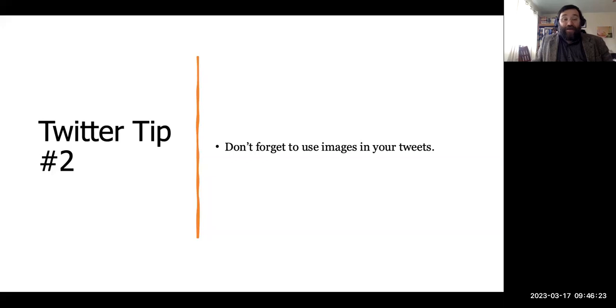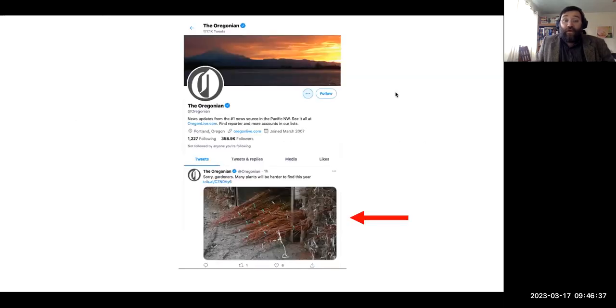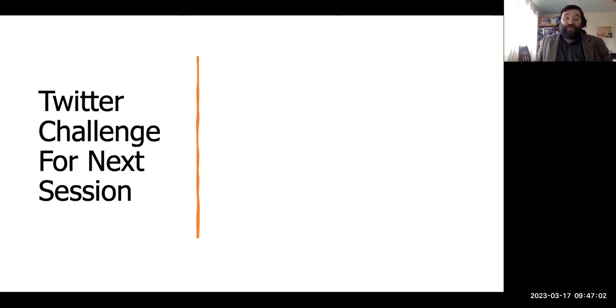Number two, Twitter tips: don't forget to use images in your tweets. They are important. For example, this is a tweet that has used an image right over here. That tweet will have more interaction with people because of the visuals. People will scroll, and it will be eye-catching to see the photos rather than just text and a link. Don't neglect the text and the link, they're very important, but also don't neglect the photos.